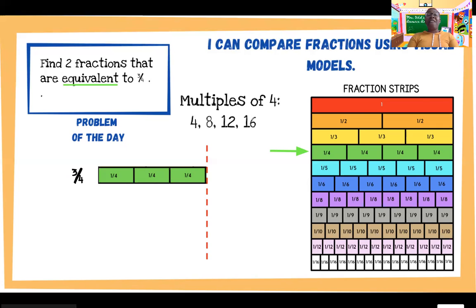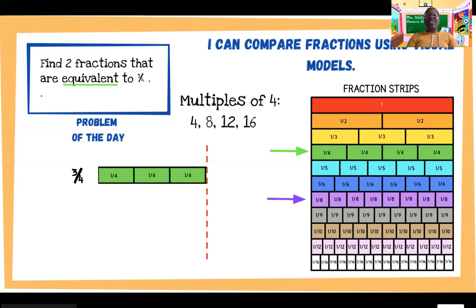Did you say 4, 8, 12, and 16? Absolutely. And so how are we going to use our multiples to help us find equivalent fractions? That's right, our multiples become our new denominators. So what is the next set of fraction strips that I'm going to use?